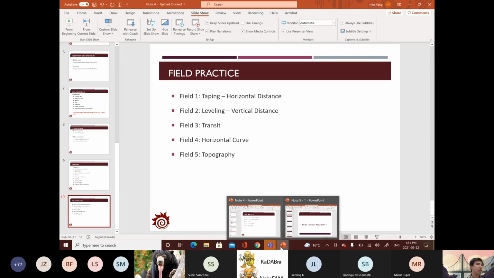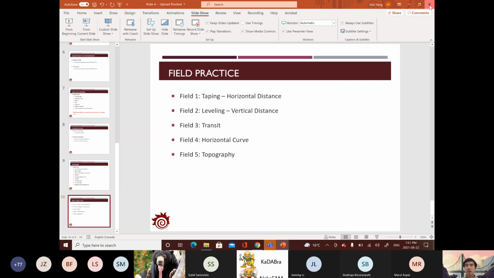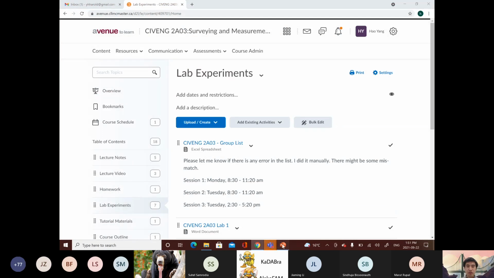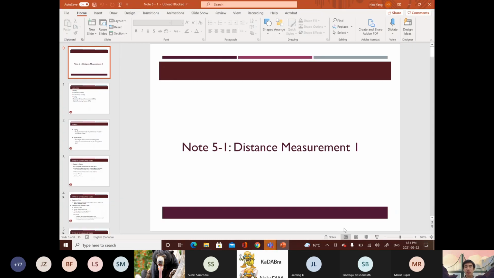Okay, if we don't have any questions, I will go to note 5, which will be the first basic measurement, and it's related to the lab you conducted this week. So in note 5, we're going to introduce distance measurement. We are going to show you how to measure distance, which will mainly be about horizontal distance, or the distance along the surface of the ground.